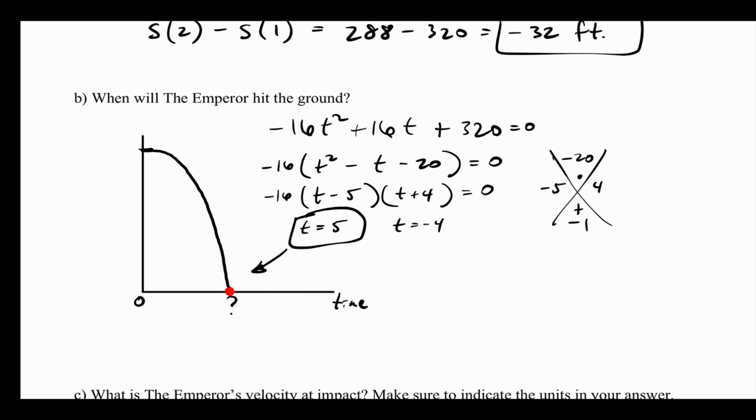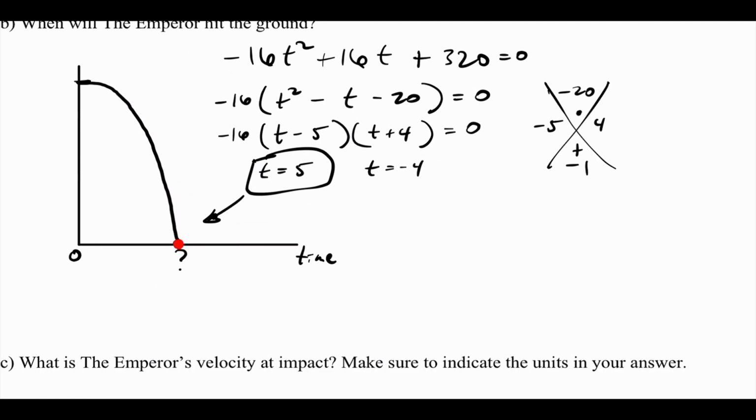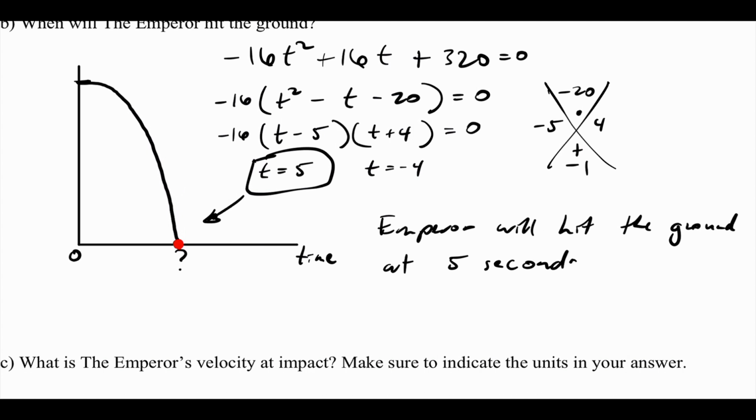What is time in this case? They said time, right? Seconds, right? So we always want to label. The Emperor will hit the ground at 5 seconds. So if they give you units, always use units. They didn't give us units earlier, so we didn't worry about it.